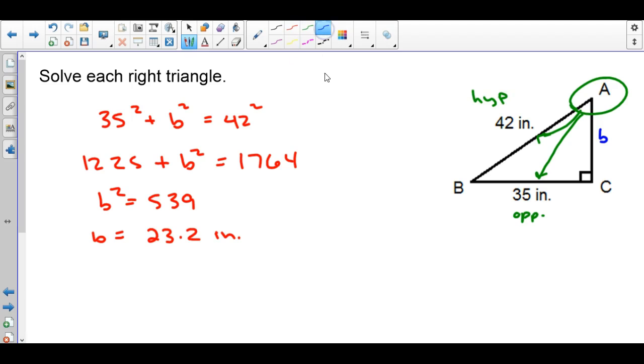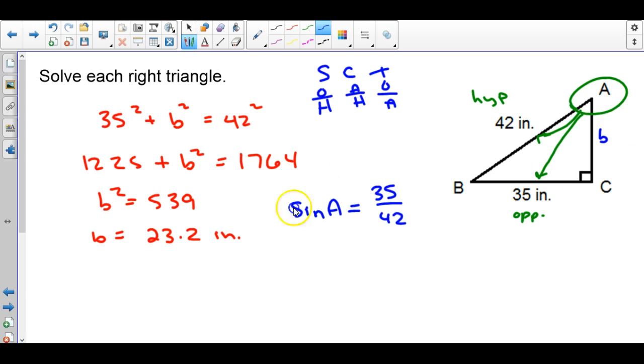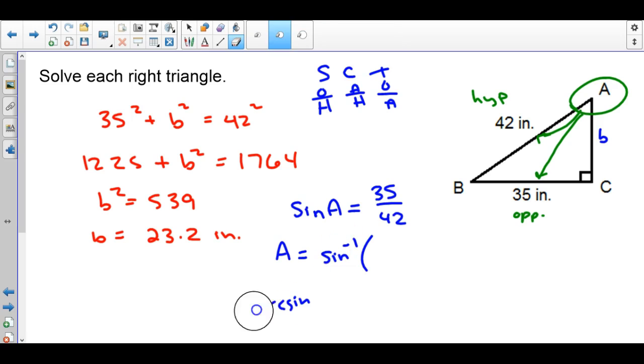So I need to go through and figure out between sine, cosine, and tangent what I'm going to use for a trig function, and which one of these is going to use opposite and hypotenuse, and that will be the sine function. So we set up our ratio by saying, okay, the sine of A, that ratio of opposite to hypotenuse, is 35 over 42. And then to get A by itself, I'm going to need to use inverse trig functions to basically undo the fact that I have a sine here. So A is going to equal what's called sine inverse, also known as arcsine. So it would be arcsine or sine inverse of 35 over 42.